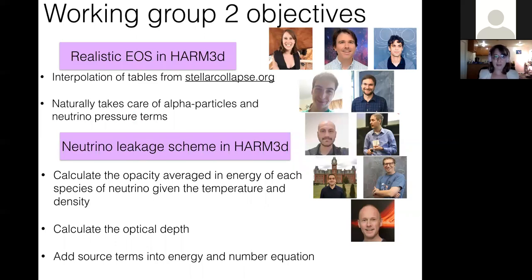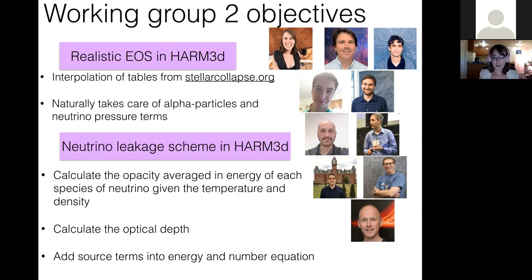Additionally, we want to add a neutrino leakage scheme that will take care of the heating and cooling rate, and also the change in the electron fraction. That's going to be very significant and very important. So the neutrino leakage scheme is key.